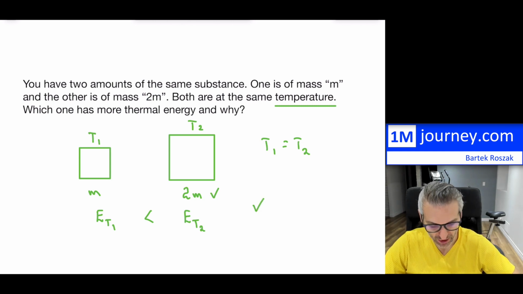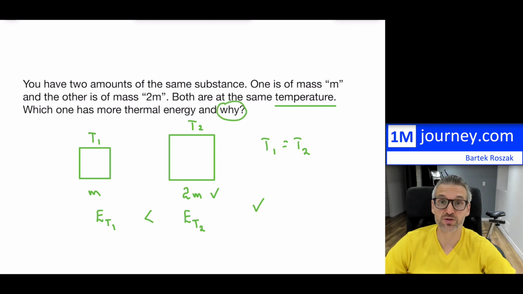So this is a really good question. And the reason why, again, is because there are more particles moving around, and there are also more particles that are bonded together. So that's the potential. All right, so those are kind of the two items.